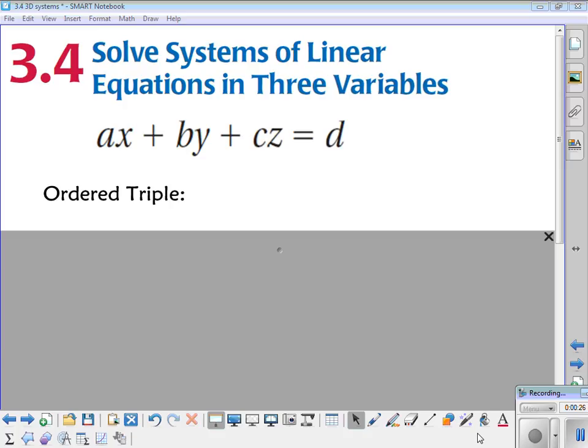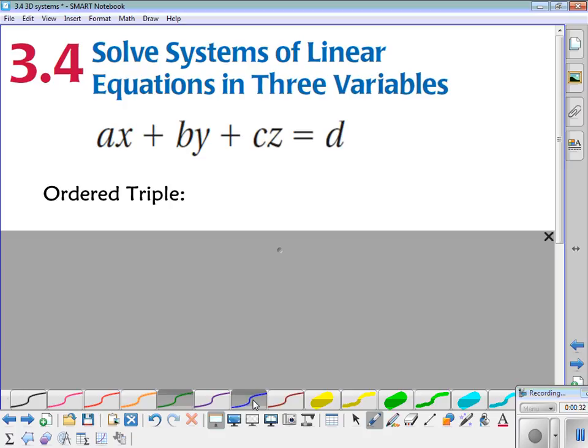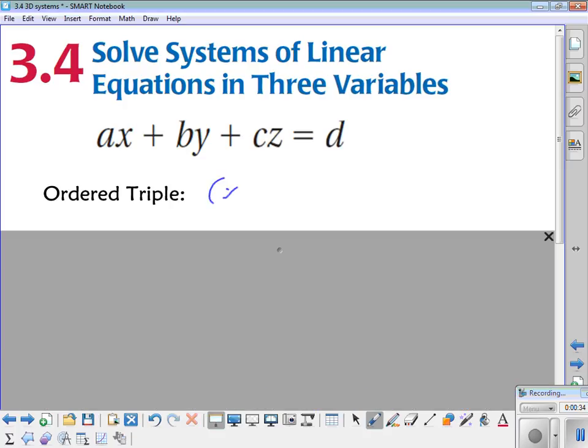When you've got 3 variables, that means you have to have 3 equations to be able to solve it. And your answer is an ordered triple, x, y, z.